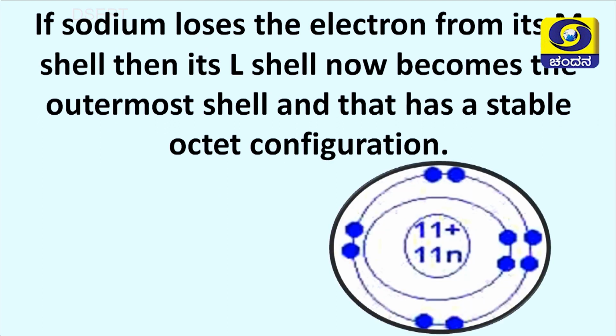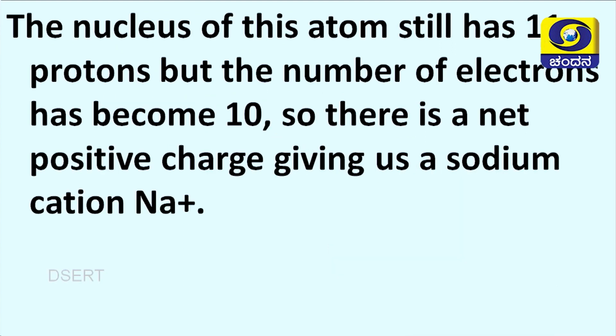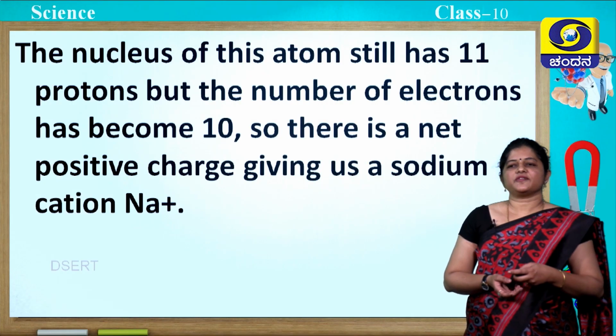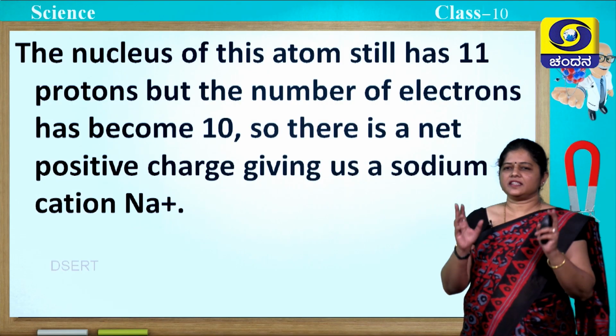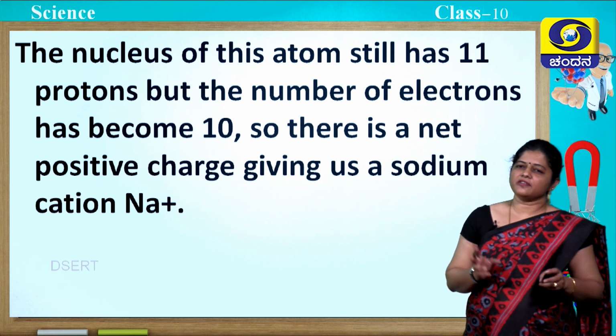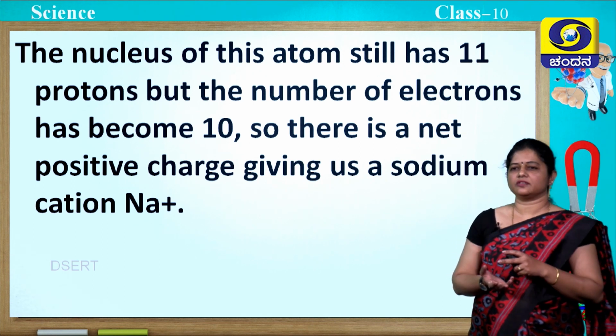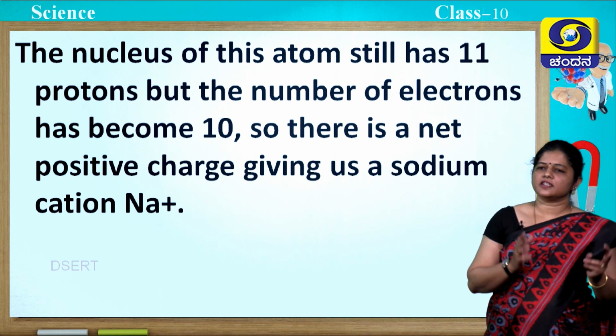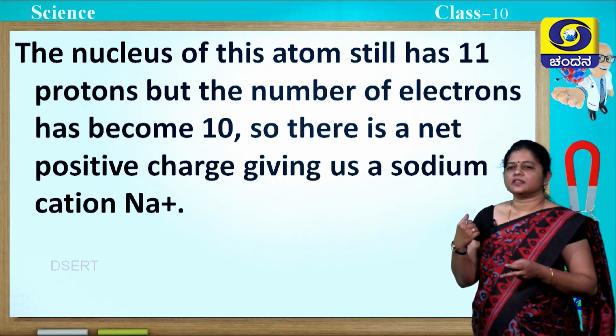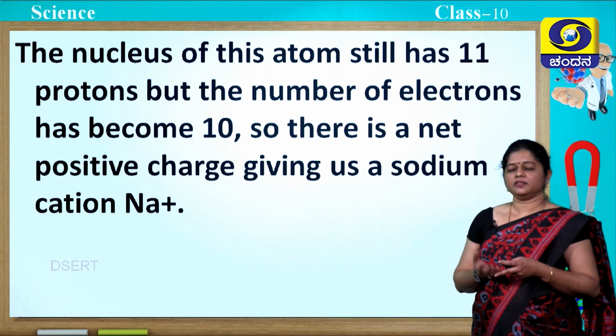You can see here, if it has lost one electron, now the L shell becomes its outermost or valence shell, and that shell has a stable octet configuration. The nucleus of this atom still has 11 protons, but the number of electrons has become 10. So there is a net positive charge, giving us a sodium cation, Na+.